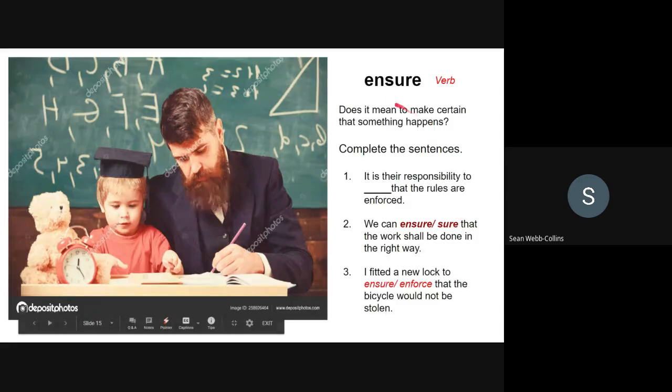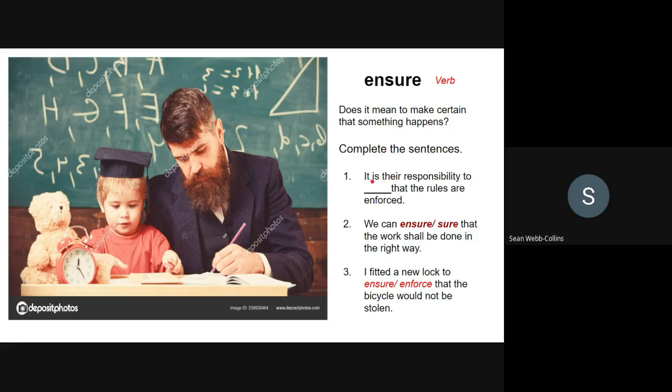Ensure. Verb. Does it mean to make something? Does it mean to make certain that something happens? Does ensure mean to make certain that something happens? Yes. If you ensure something, you are making sure, you're making certain that it happens, that it works, that it goes on, that you do something.